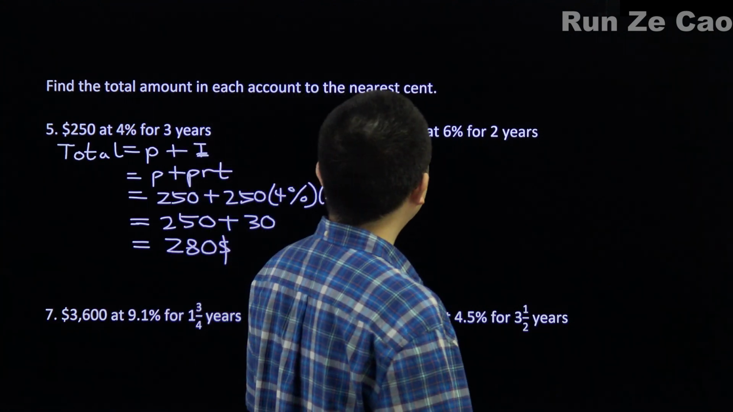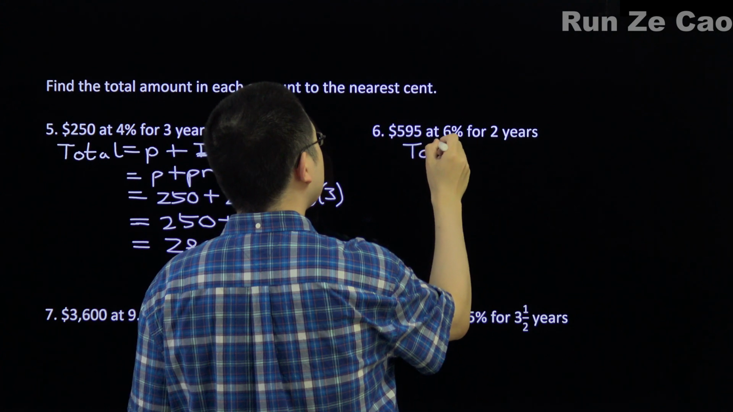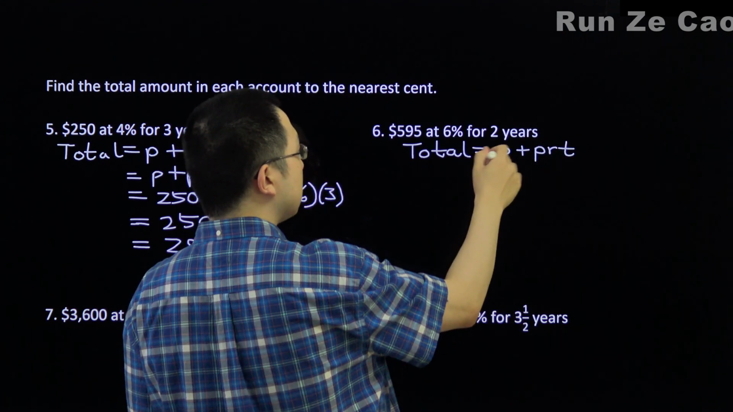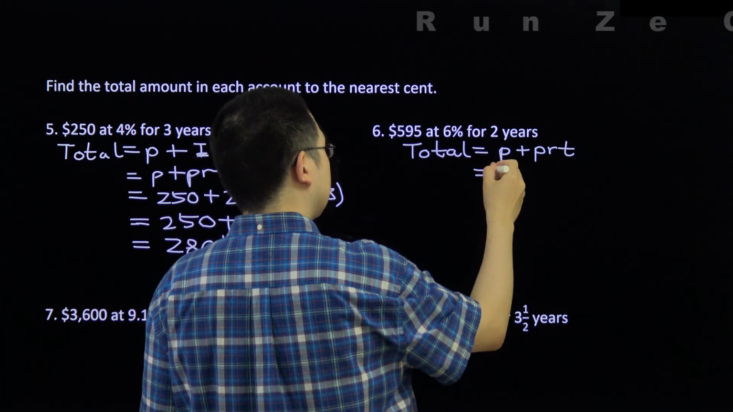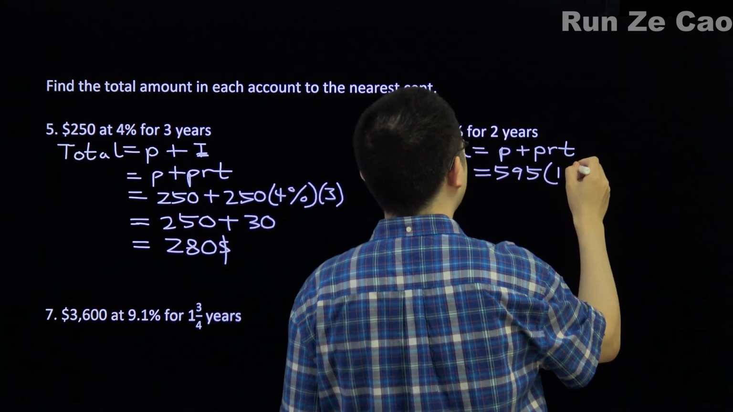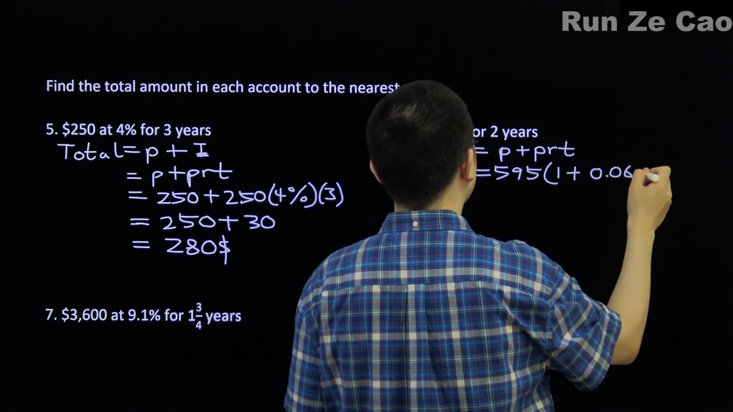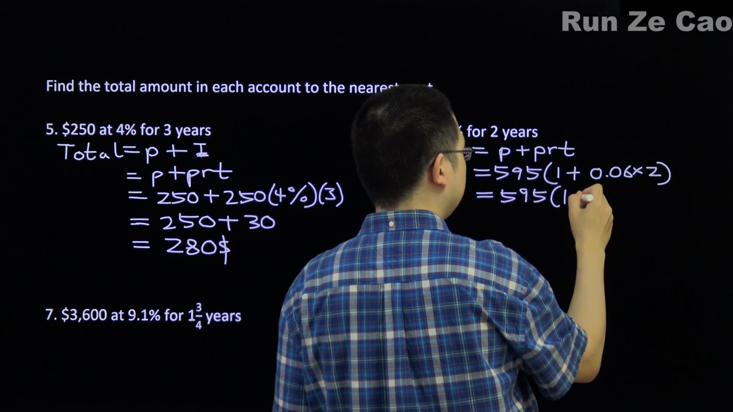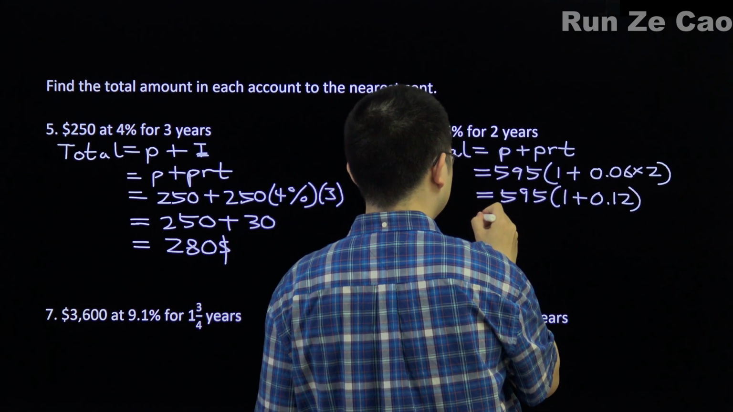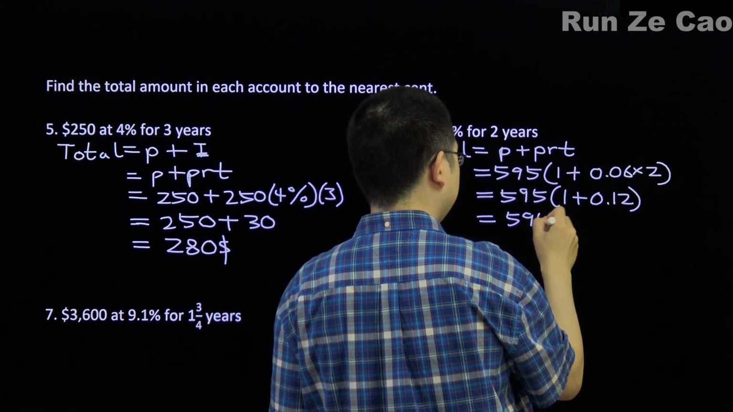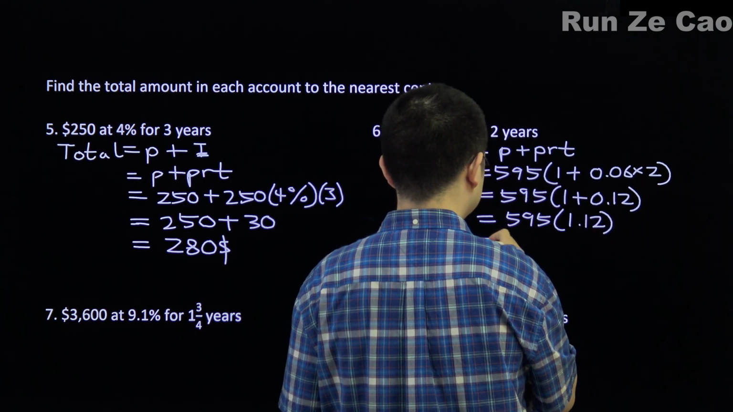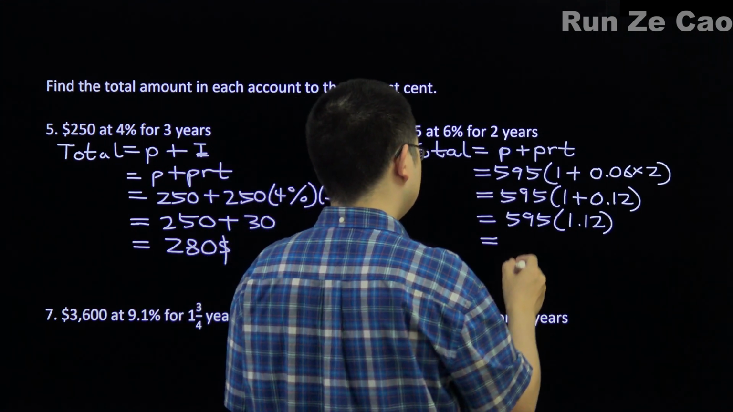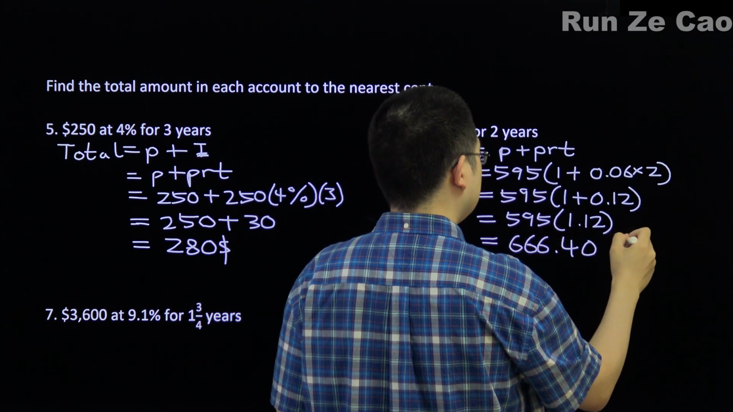All right then, what about this deposit? Total is equal to P plus PRT. And yes, you can factor out the P and be like P multiplied by 1 plus RT. Times 1 plus 0.06, or 6%, times 2 years. Okay, so 595 times 1 plus 0.12, which means you're dealing with 595 times 1.12. So 1.12 times 595, so that's $666.40.